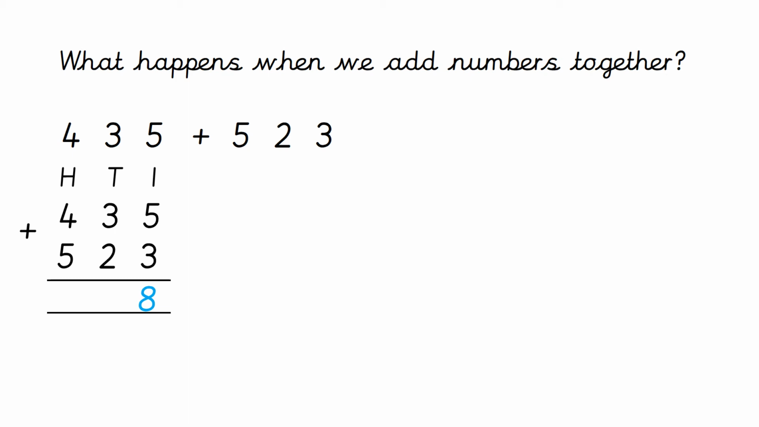I'm then going to move to my tens column. So I can see I've got a 3 and a 2 in my tens column. So I'm going to add them together, which makes 5. And then I'll move to my hundreds column. I've got a 4 and a 5 in my hundreds column. So I'm going to add them together to create 9. So my answer would be 958.